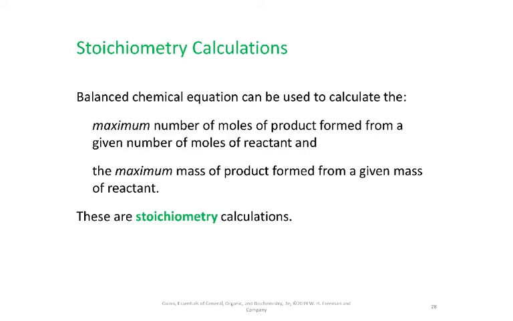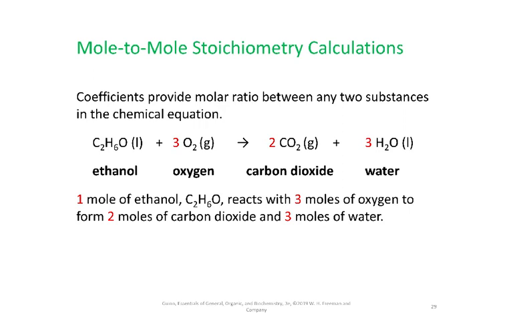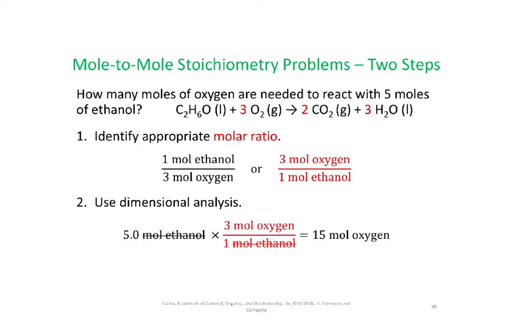Okay, so the first one is what we call mole to mole stoichiometry calculations. So this is all about coefficients. The coefficients provide the molar ratio between any two substances in a chemical equation. Here's another one. We haven't seen this one quite yet, but this is ethanol with oxygen, right? And so we see that 1 mole of ethanol would react with 3 moles of oxygen to form 2 moles of carbon dioxide and 3 moles of water. So we can write these as mole ratios, which are also conversion factors.